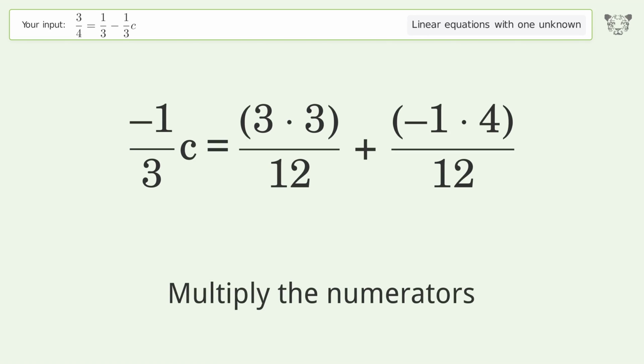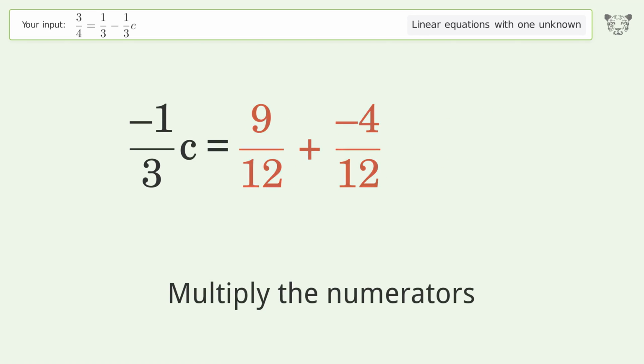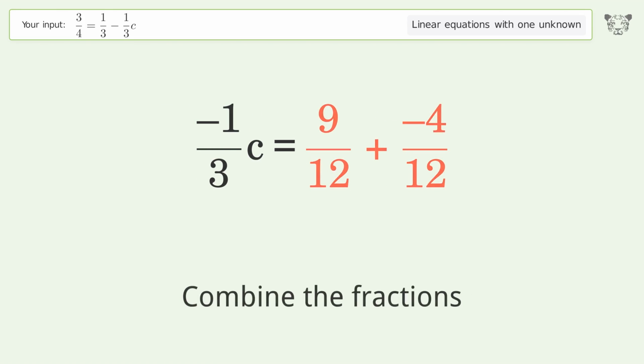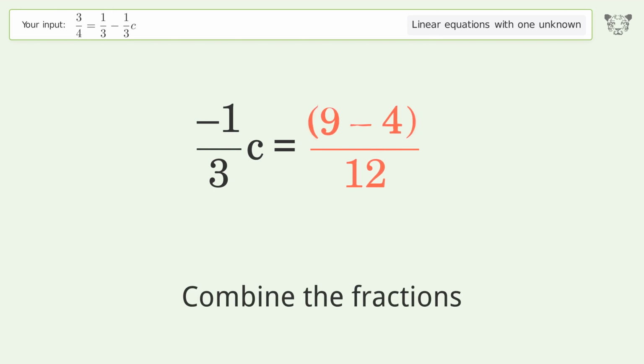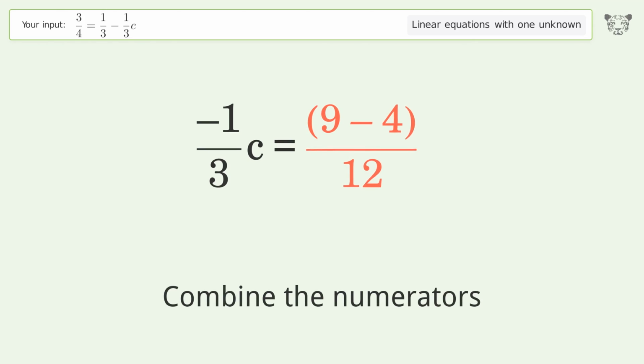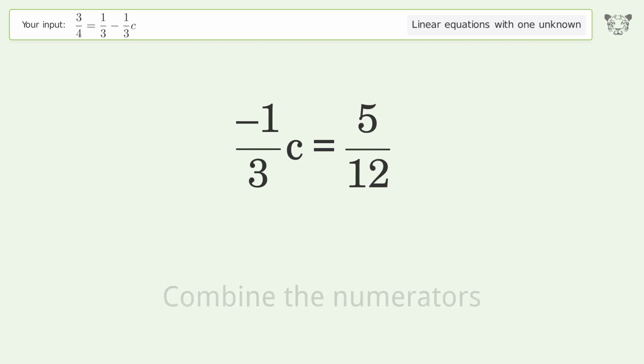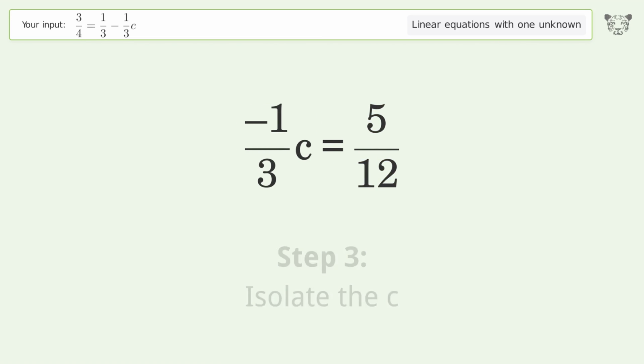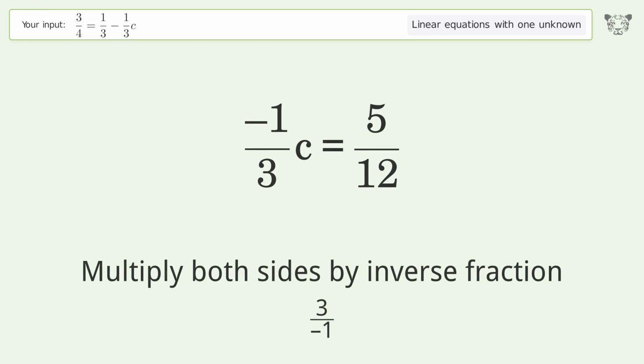Multiply the numerators. Combine the fractions. Combine the numerators. Isolate the c. Multiply both sides by inverse fraction 3/-1.